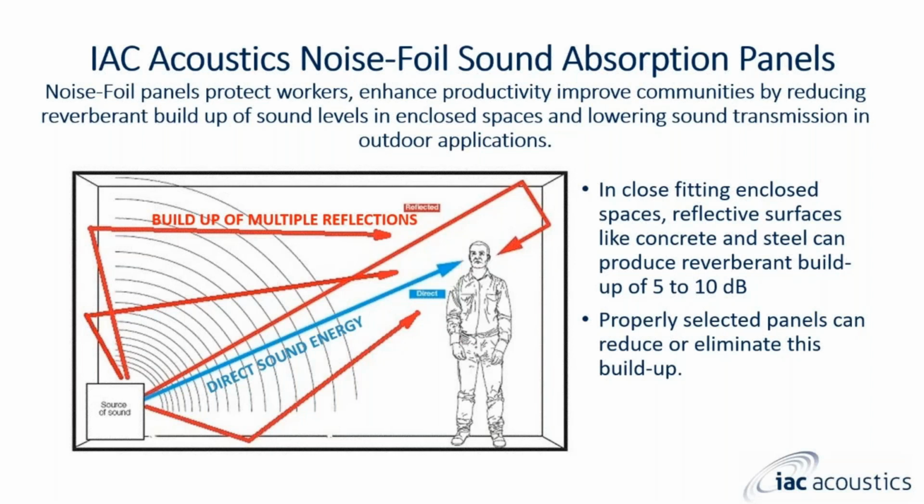Some common surfaces, such as floor tile, concrete, and roof decks, provide only minimal sound absorption, and there's very little reduction in the sound energy as it repeatedly reflects off of these surfaces. Reverberant buildup of noise in confined spaces can actually increase the sound pressure levels by 5 to 10 dB, which can create unsafe conditions for workers and also interfere with communication. By adding sound absorption into the space, we can greatly reduce or eliminate this reverberant buildup.